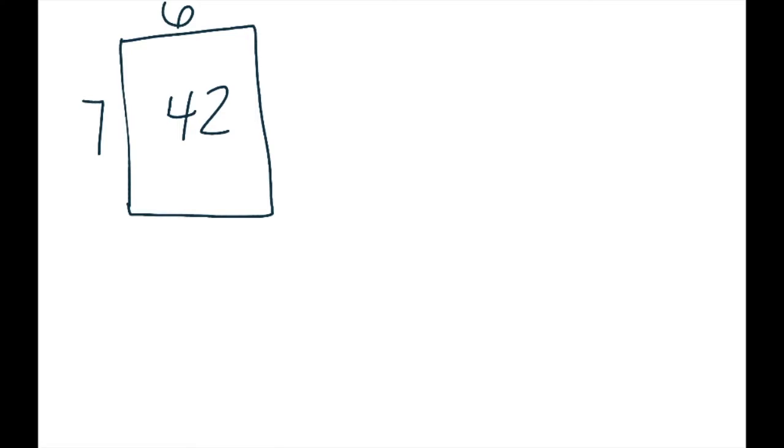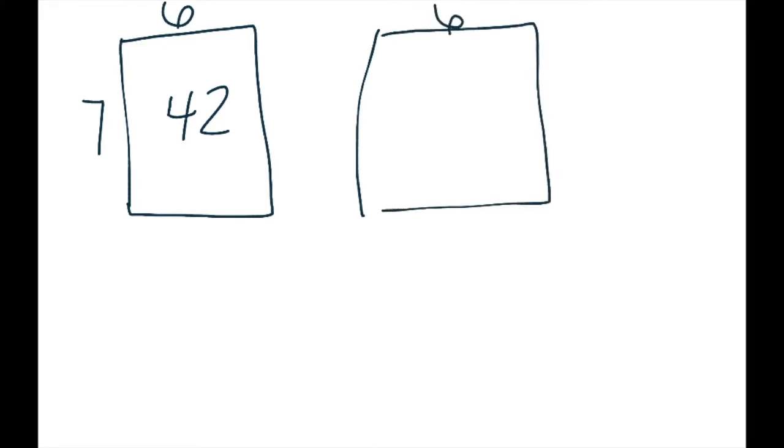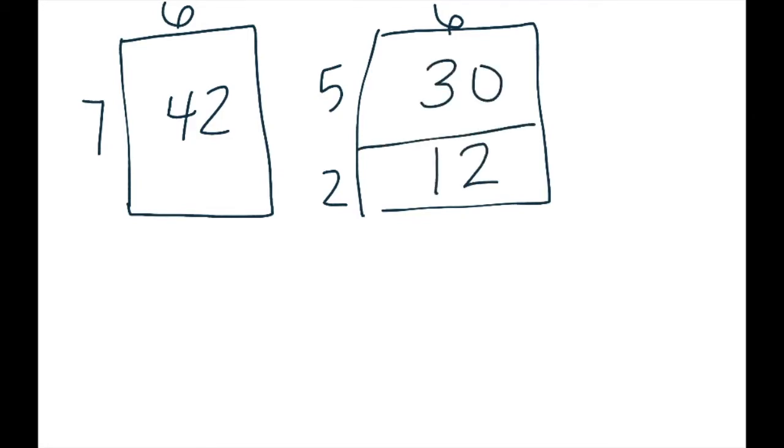So maybe another way that could be drawn is maybe a student saw it as 6 by 5 and 2. So they would have 30 here and 12 here and still have the 42. So this is what the open area model would look like. If you want to say somewhere that the 30 and the 12 go together to get 42, you could put that on the outside, maybe with a circle, something like that.